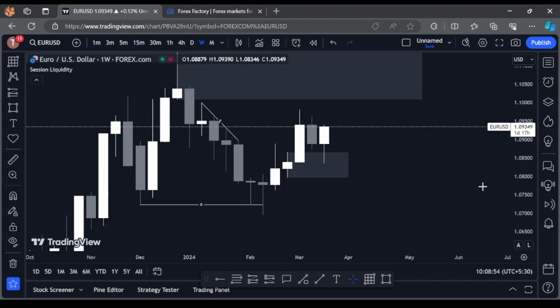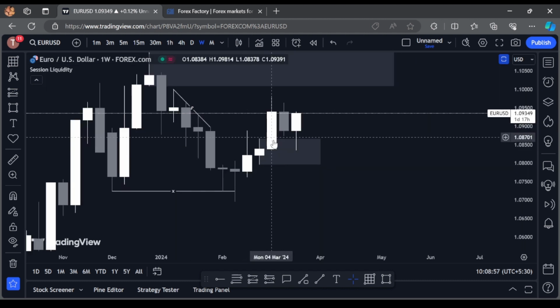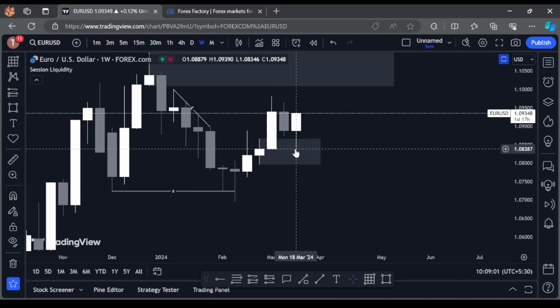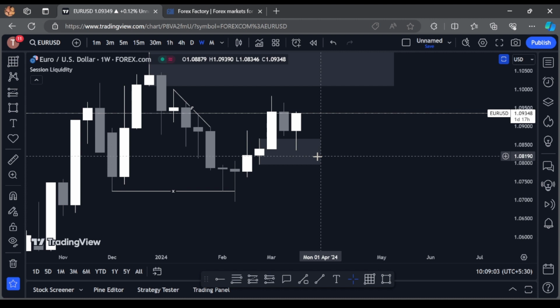So currently what we have is this unmitigated candle and the price reacted from this unmitigated candle, which I had already told in my previous videos. So now let's move to the dailies.